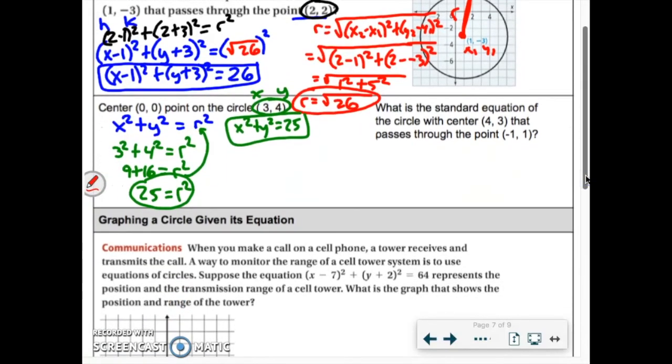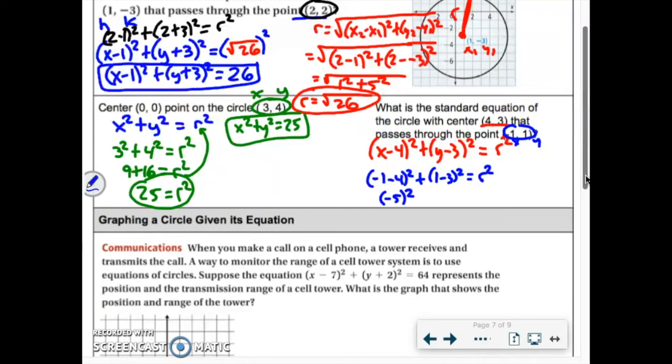What is the standard equation of the circle with center (4, 3)? So (x minus 4) squared plus (y minus 3) squared equals r squared. You could do the distance formula with the point (-1, 1), or you could try to plug this into the equation. So x is -1 and y is 1. We could do it that way if you don't like the distance formula. (-1 minus 4) squared plus (1 minus 3) squared equals r squared.